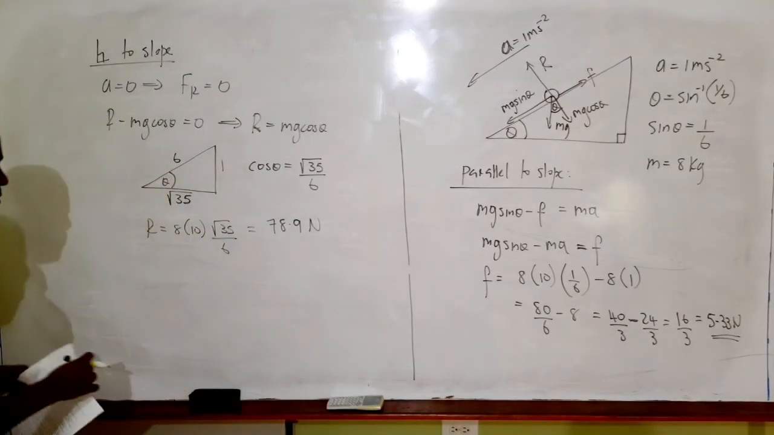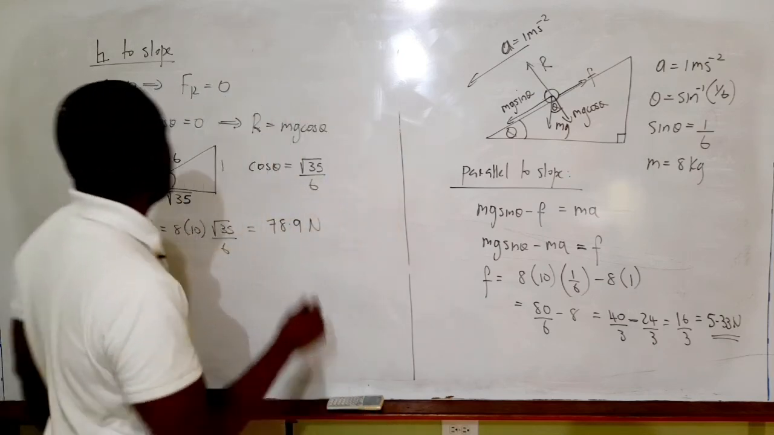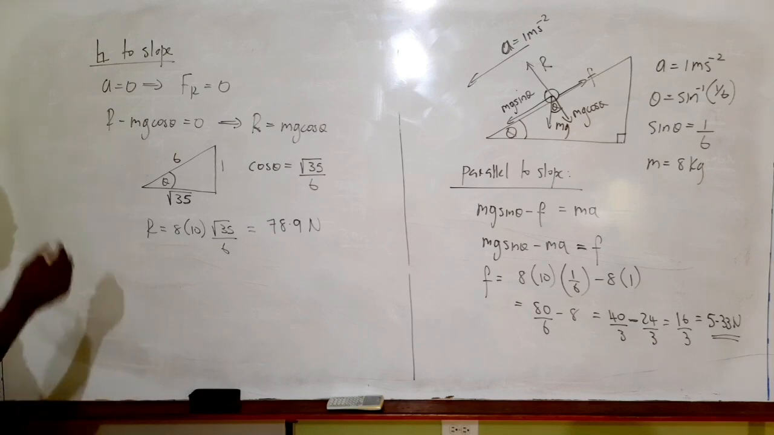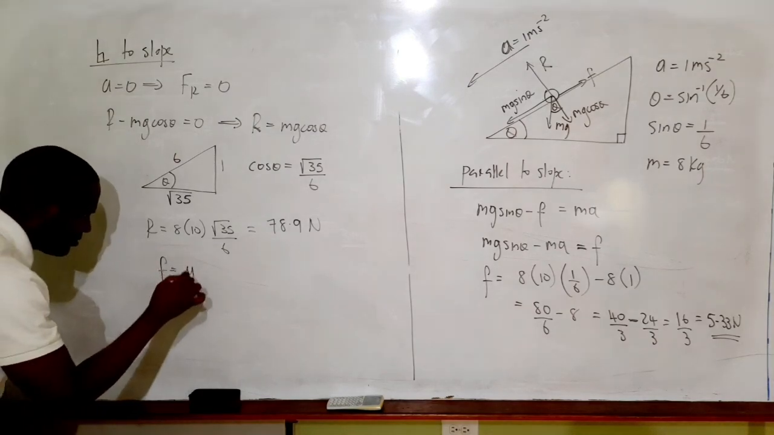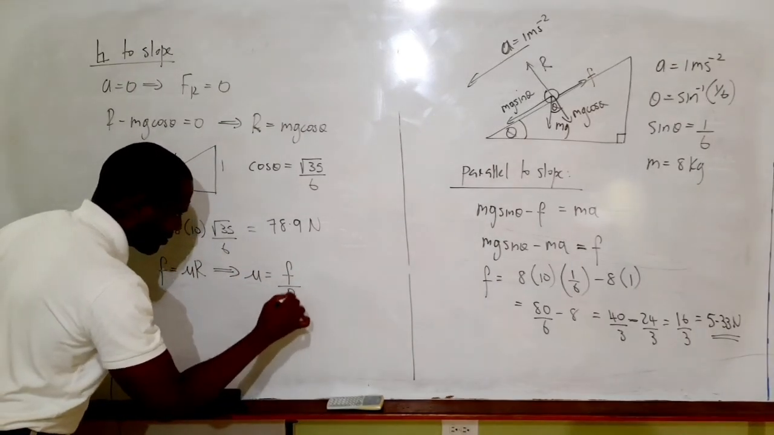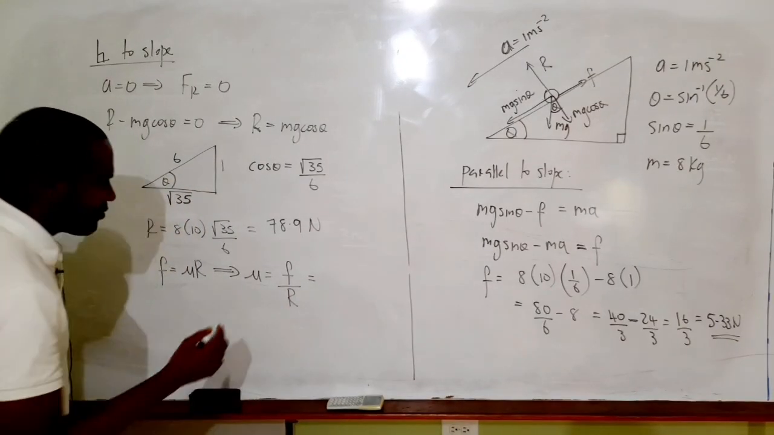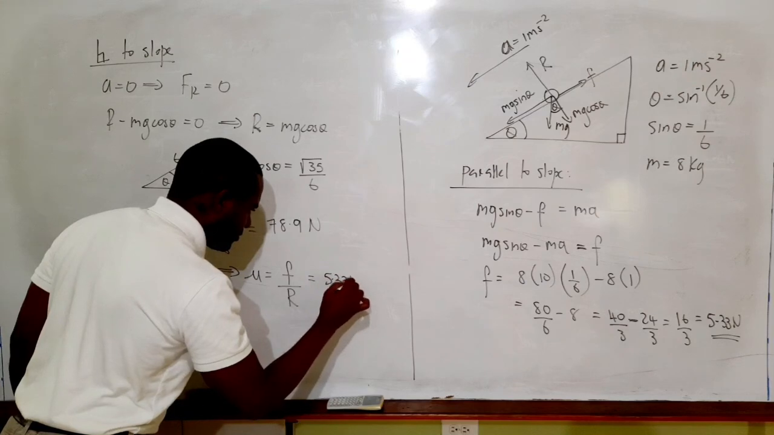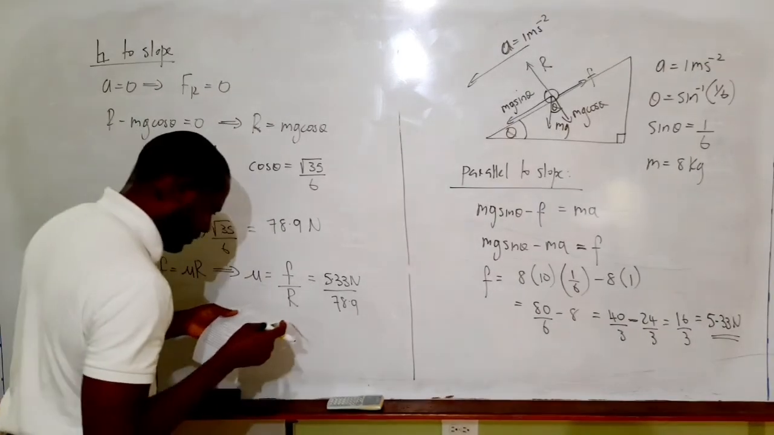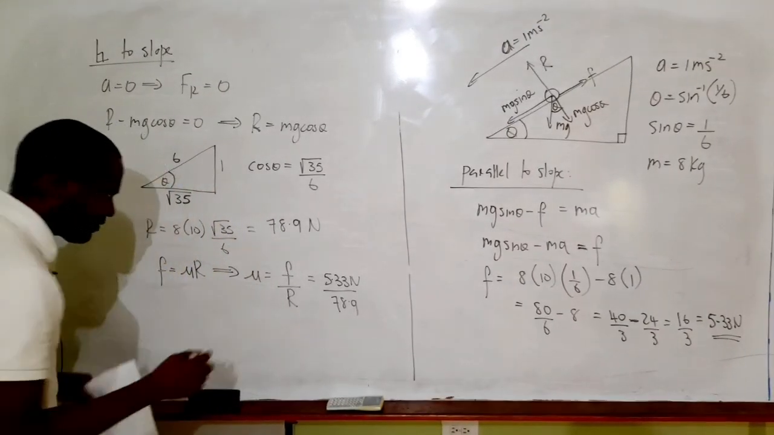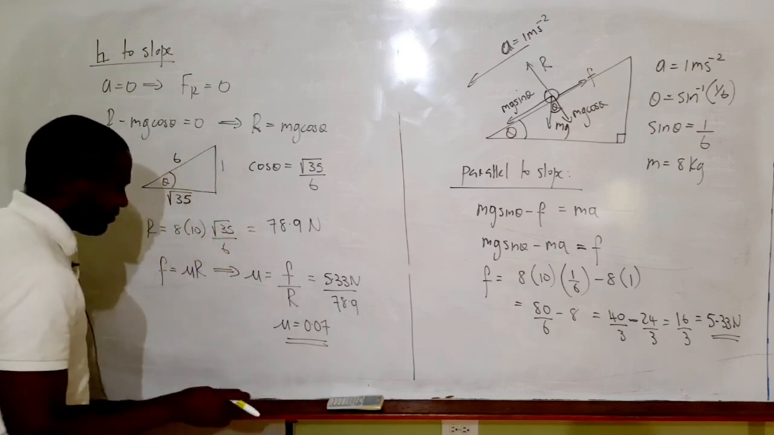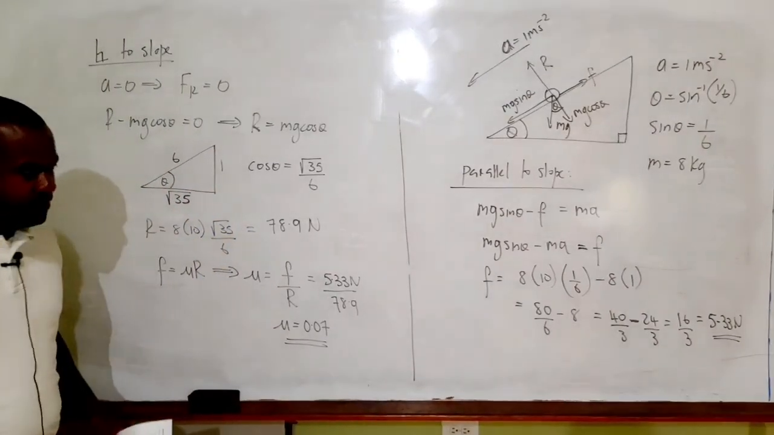But we know that, so we found the frictional force F and we found the normal reaction R. But of course we know that the relationship between the frictional force and the normal reaction is this. We say that F is equal to mu R, which therefore means that mu is equal to F over R. So this gives us 5.33 newtons divided by 78.9, and that should give us 0.07. So mu is equal to 0.07. So the coefficient of friction is equal to 0.07.